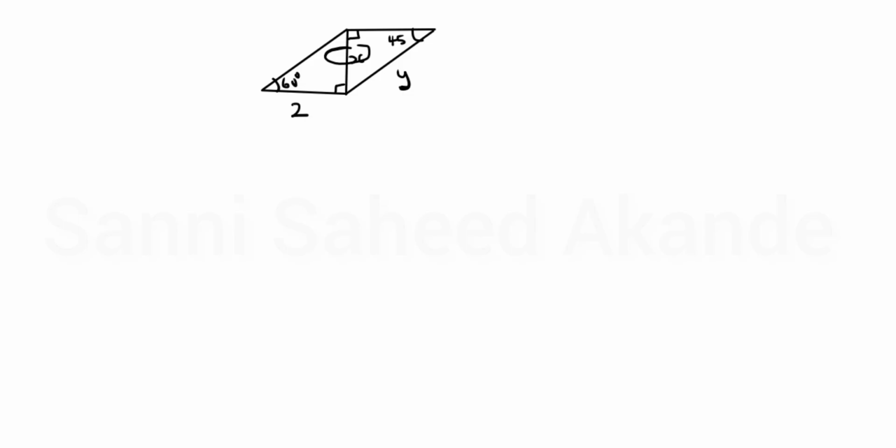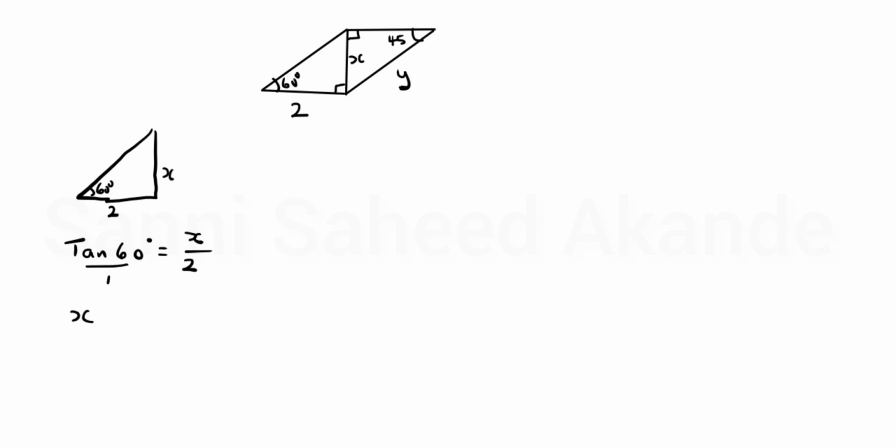So let's find x first. For me to find x, let me bring out the triangle I want to use. So I want to use this second triangle which you are seeing on the screen now. So here is 60 degrees, this place is 2, and this place is x. All right, so the trig identity that will capture x and 2 is tan 60 degrees. So tan is opposite over adjacent. The opposite here is x, and the adjacent here is 2. Now when you cross multiply, you have x equal to 2 times tan 60 degrees.